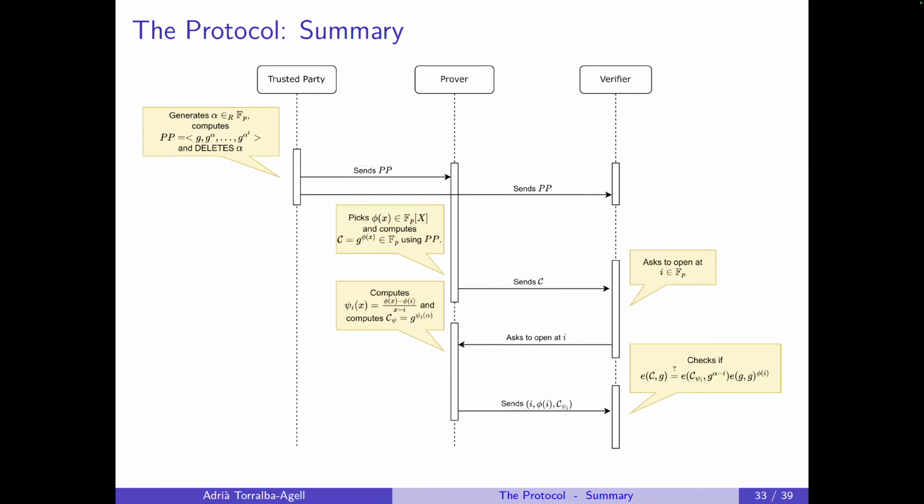There's a question. How does the pairing function work? In what sense? What do you mean? A pairing is simply an application, okay? This is an application like f of x is x squared, but instead of x squared, it's another function that is bilinear.